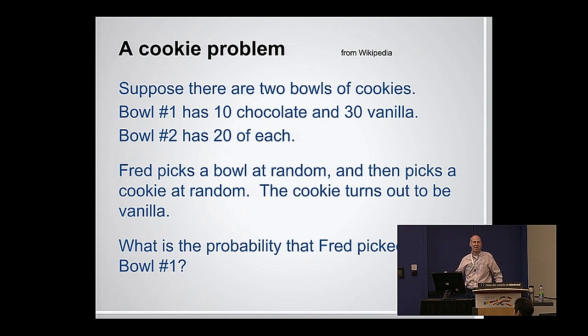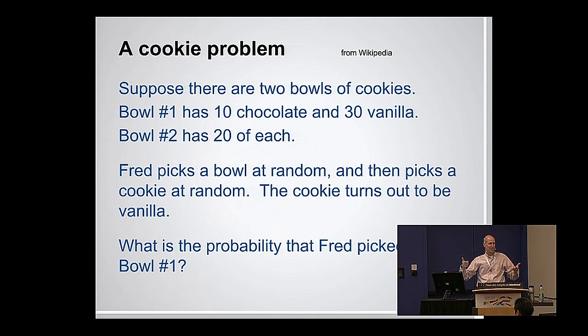Let me give a concrete example. This is one of the standard cookie problems that you see for these kinds of probability problems. Sometimes it's an urn full of marbles, but I find a bowl full of cookies more appealing. So you've got two bowls of cookies. You know that one of them has 10 chocolate cookies and 30 vanilla cookies. The other one is 50-50 chocolate and vanilla. You pick a bowl at random, or Fred picks a bowl at random, and chooses a cookie at random. It turns out to be a vanilla cookie. What's the chance that you were selecting from bowl number one?